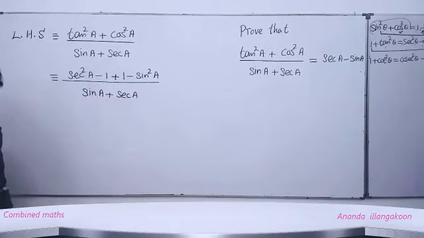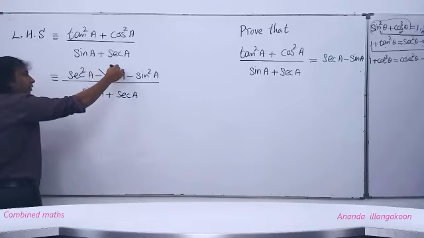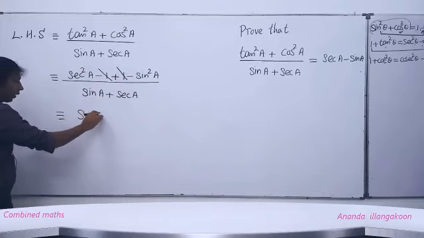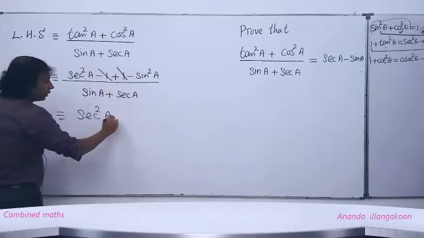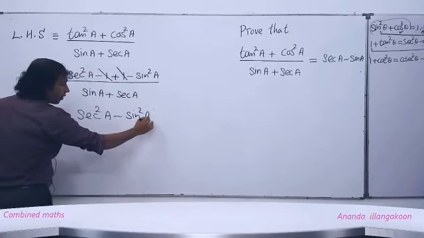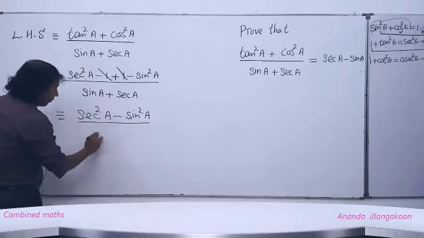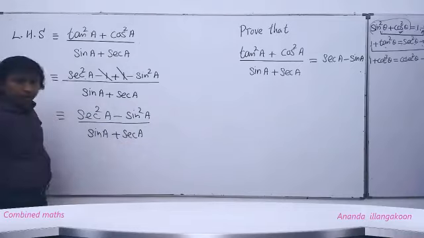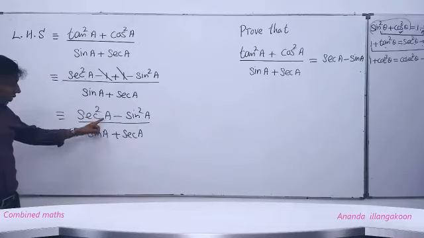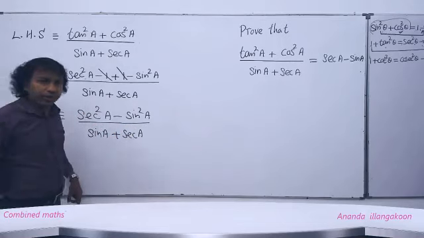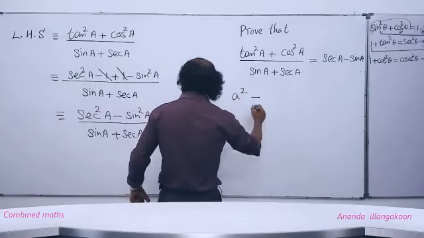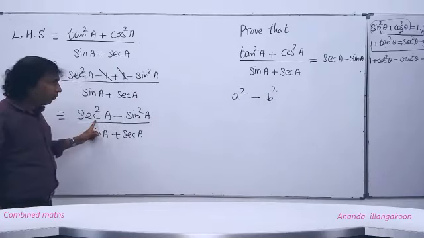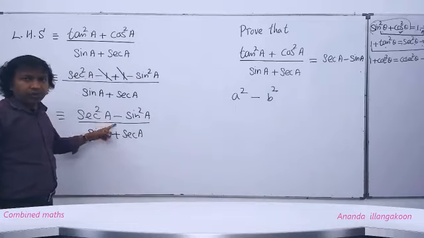Now this minus 1 and this plus 1 you can cancel down. Then what do we have here? Sec squared A minus sin squared A, divided by sin A plus sec A. And now, people, this sec squared A is like a squared, and minus sin squared A is like b squared. Then here we have the form a squared minus b squared.